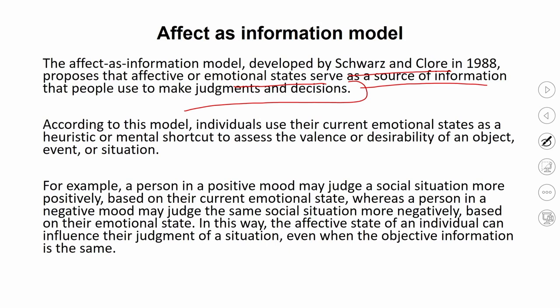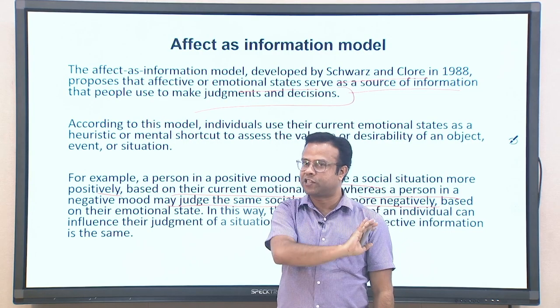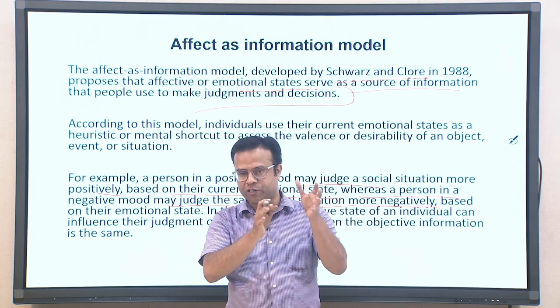For example, if a person is in a positive mood, they may judge a social situation more positively based on their current emotional state, whereas a person in a negative mood may judge the same social situation negatively. So, two persons may be in a social situation or a gathering, one may feel happy and judge the situation as positive, another may feel sad and judge the same situation negatively, based on their current emotional state. In this way, the affective state of an individual can influence our judgment of the situation. So, a situation is judged differently based on current emotional states.